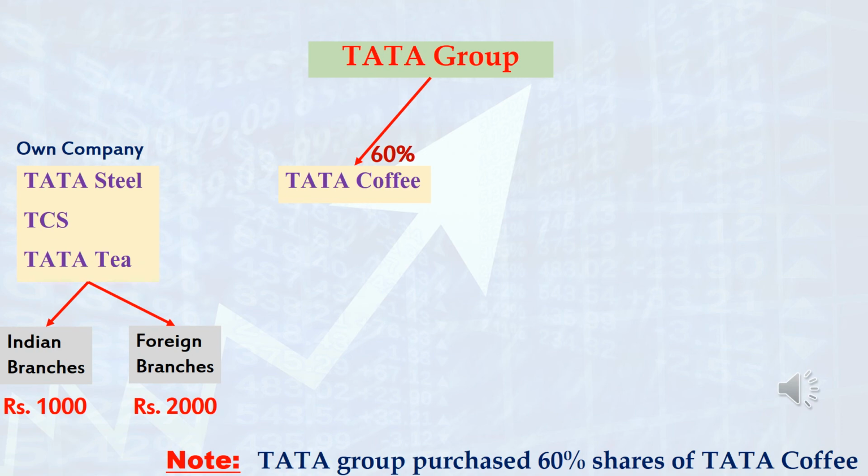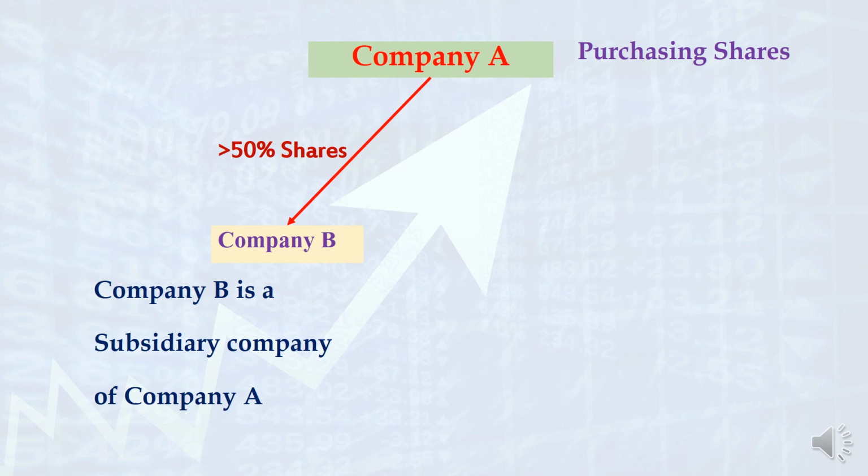Tata Group purchased 60% of the shares from that owner, and the name of the product also changed to Tata Coffee. Now, Tata Group had become a major shareholder in Tata Coffee, and so Tata Coffee had become a subsidiary company of Tata Group. Suppose company A has purchased more than 50% of the shares of company B, then company B will act as a subsidiary company of company A.